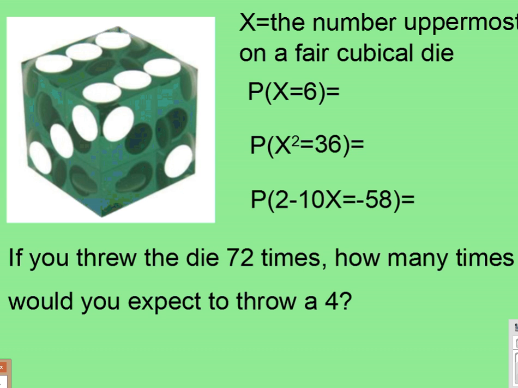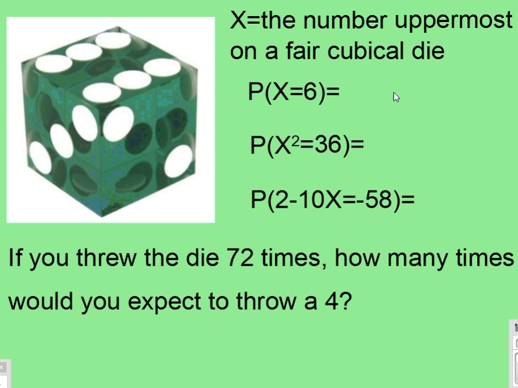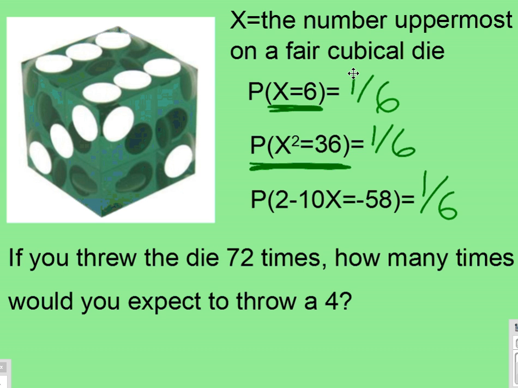Before we do that, here's a little starter for you, which I'm going to pause the video for a second to consider. Well, the answer to the first one is easy, that's 1 over 6. But it's the same for the second one, because x squared equals 36 can only happen if x equals 6, and x equals 6 can only happen if x squared is 36. So it's 1 out of 6. And the same for this one, for the same reason.